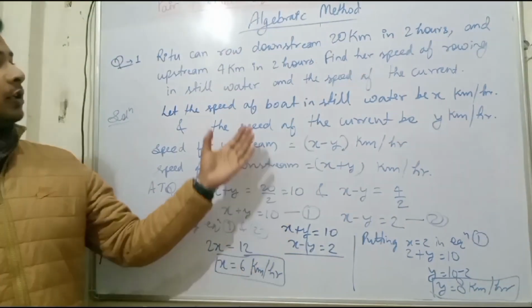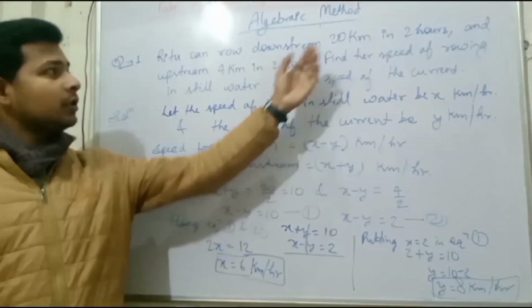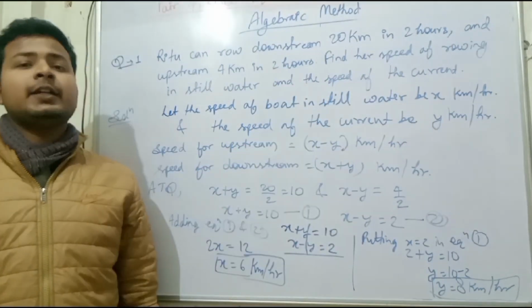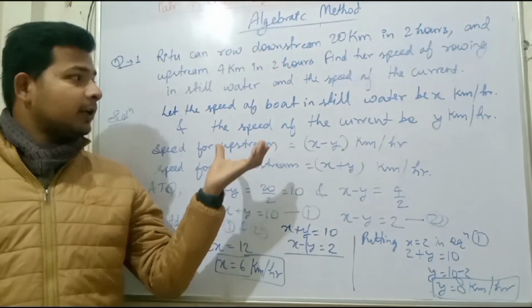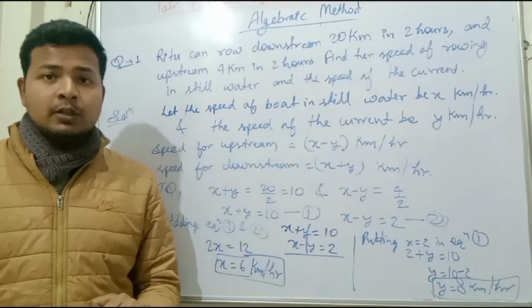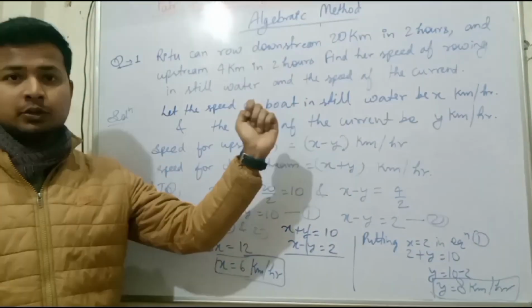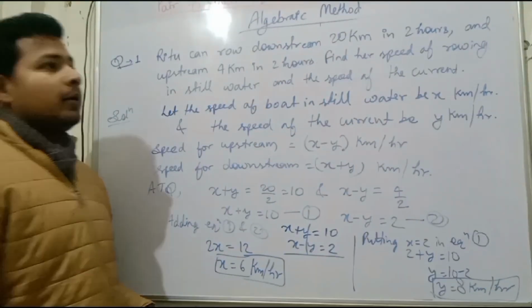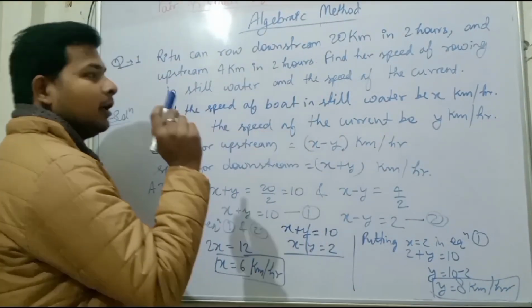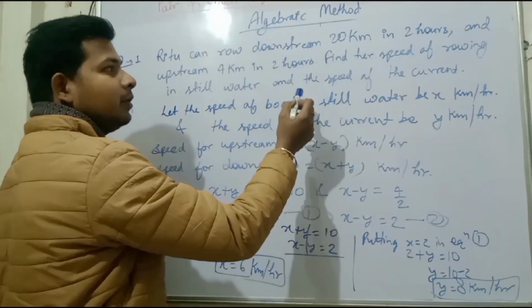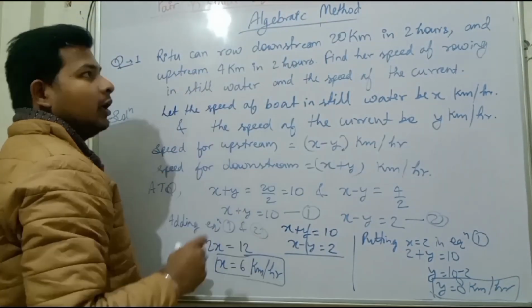In this chapter, there are questions in which the words downstream, upstream, and the speed of the current appear, and sometimes questions on how many days a worker will complete a work. These types of questions are very, very important, so we have to understand them. First of all, before starting this, let me explain the meaning of downstream and upstream.